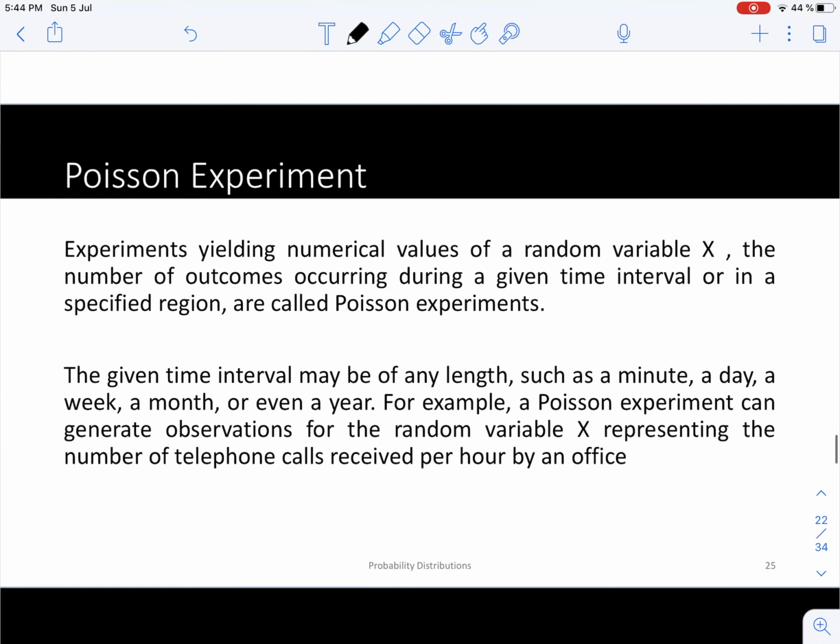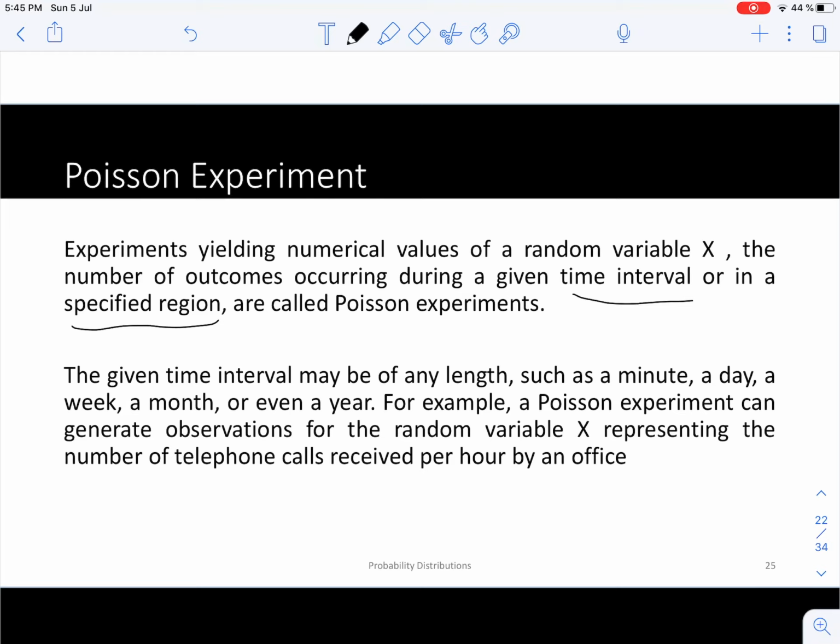Okay, now let's check the last probability distribution, the Poisson probability distribution. In this one, the random variable is defined as the number of occurrences per unit of time or per unit of a specified region, such as meters or kilometers or volume or any other unit. A typical example of the Poisson experiment is if we analyze a call center. The number of calls that they get per hour, that's an example of a Poisson variable, because we're counting the number of occurrences per unit of time. It's like a rate.